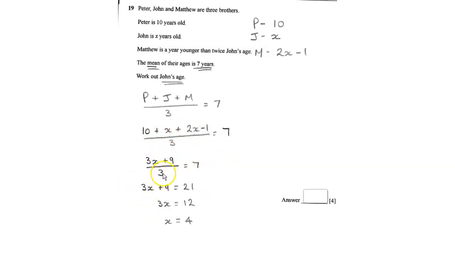So we take this 3 and we multiply both sides by 3 to get rid of it. So that 3 goes away from the left hand side, and it becomes 7 times 3 is 21. Then the next step is we take away 9 from both sides. So we're left with 3x on the left hand side, and on the right it ends up being 12. Divide by 3 on both sides, we get x is equal to 4. And that's the answer to that one.